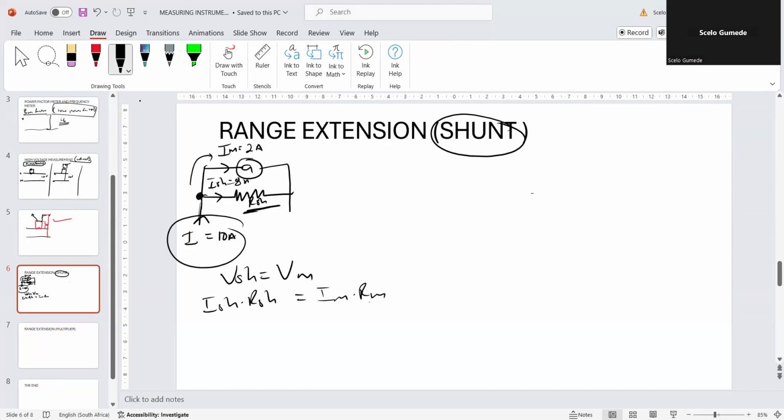What am I looking for? I'm looking for R shunt. So I'm going to divide this side by I shunt as I divide this side by I shunt. That cancels that, which means my R shunt will be IM, full-scale deflection, times RM, resistance of the meter, divided by I shunt. This is how I am going to be calculating.